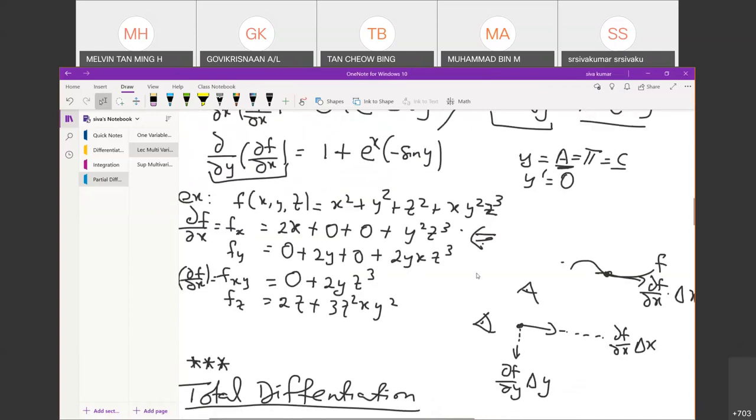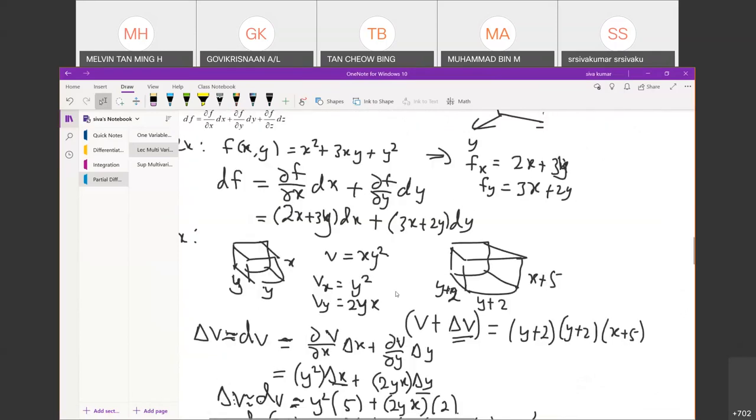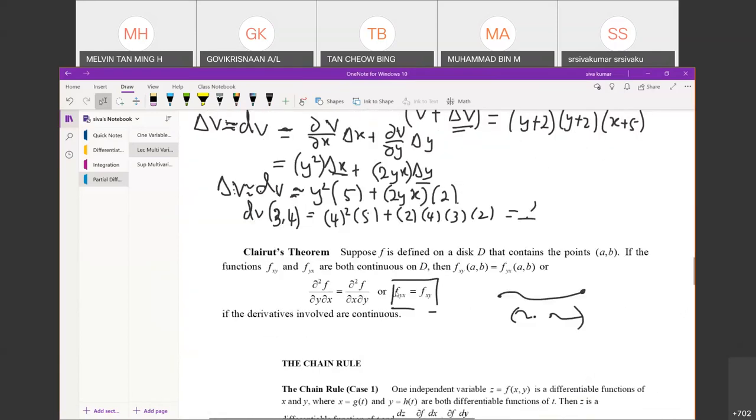Look at this one. The two will always be the same, with only one condition to fulfill: the derivatives involved must be continuous. Then this can be proved with the theorem. We never concern ourselves so much about the theorem at this moment.